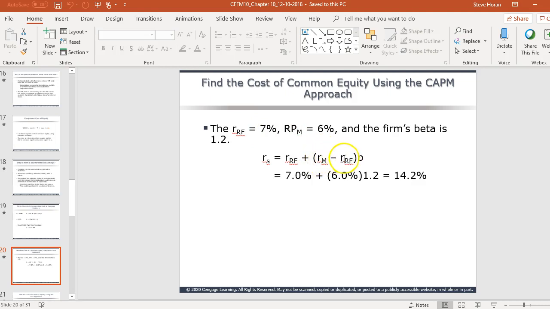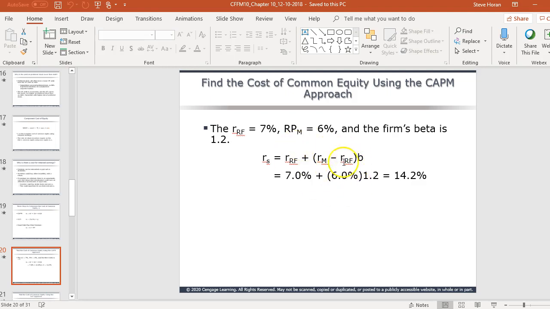So 13 minus 7 is 6. I don't know why I was stumbling on that. So this would be 13 minus 7 to get down to 6. But they just said the market risk premium is 6.